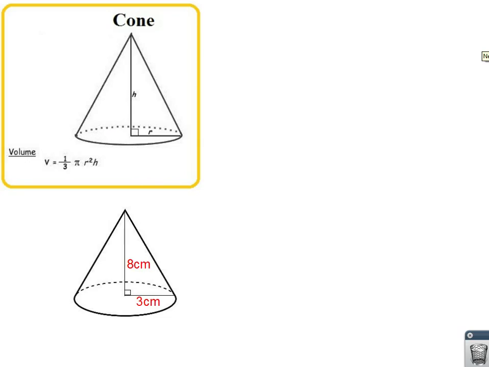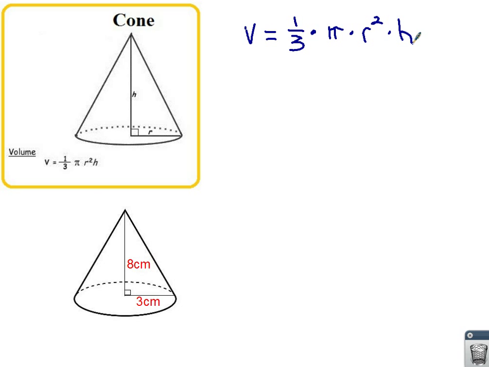All right, we are talking about the cone right now. And the given formula for the volume of a cone is V equaling 1/3 multiplied by pi multiplied by the radius squared and multiplied by the height. And it's kind of similar to V equaling BH.